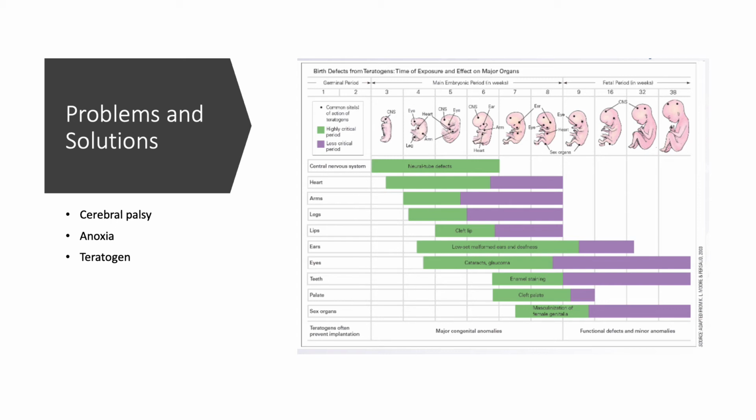In addition to this, we also have teratogens. And this basically is any substance that can cause harm or defects. It can be drugs, it can be viruses, it can be pollutants in the air, it can be malnutrition, it can even be stress. And these can then result in abnormalities and birth complications.